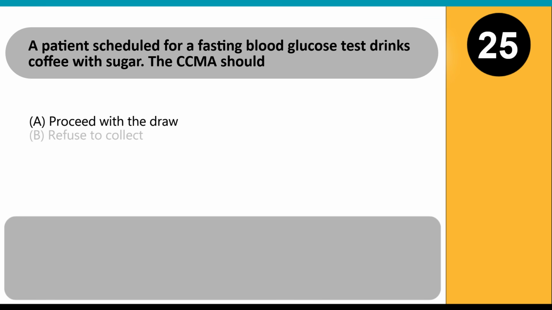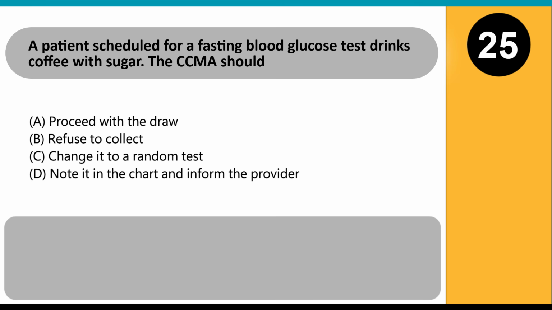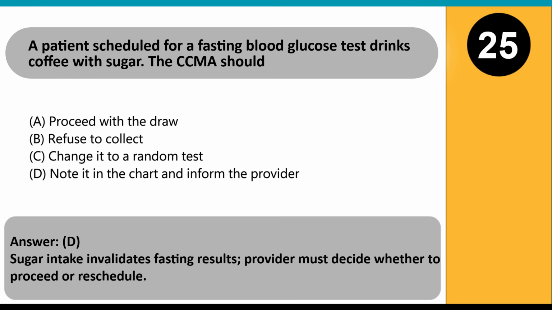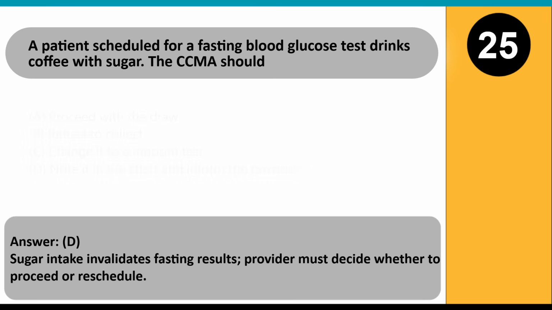A patient scheduled for a fasting blood glucose test drinks coffee with sugar. The CCMA should A. Proceed with the draw. B. Refuse to collect. C. Change it to a random test. D. Note it in the chart and inform the provider. Answer, D. Sugar intake invalidates fasting results. Provider must decide whether to proceed or reschedule.